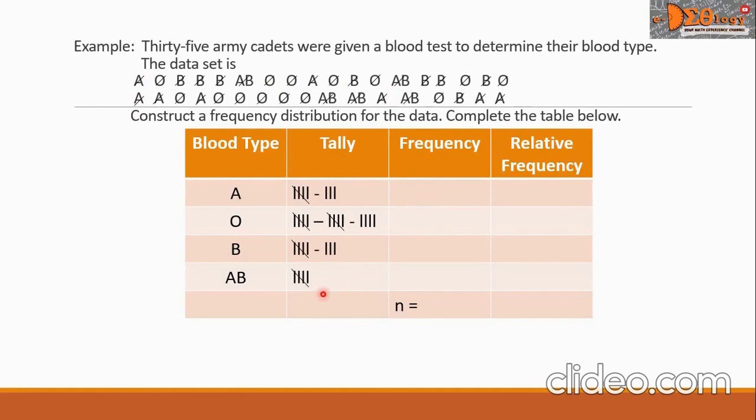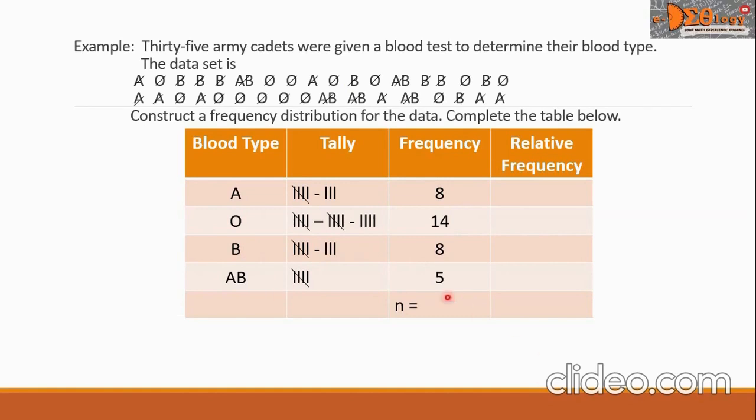And then let us go to the next column. This is for the frequency. We will simply count the tallies for each blood type. So for our first blank, this is for the blood type A. So we have 8. For the next, we have 14, and this is for the blood type O. The next frequency is 8 for blood type B, and the next is 5 for blood type AB.